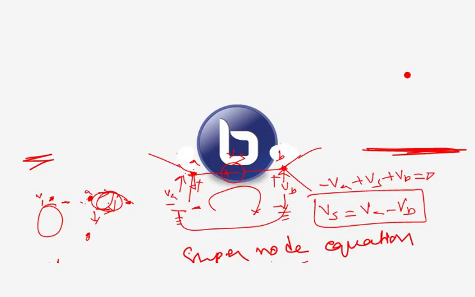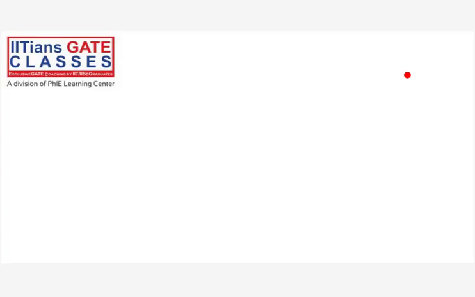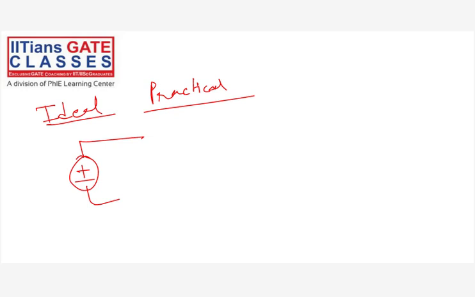So this is a practical voltage source, and this is a practical current source. A practical voltage source can be converted into a practical current source, or a practical current source can be converted into a practical voltage source. This is called the source transformation technique. Understood? Yes, sir. Thank you.